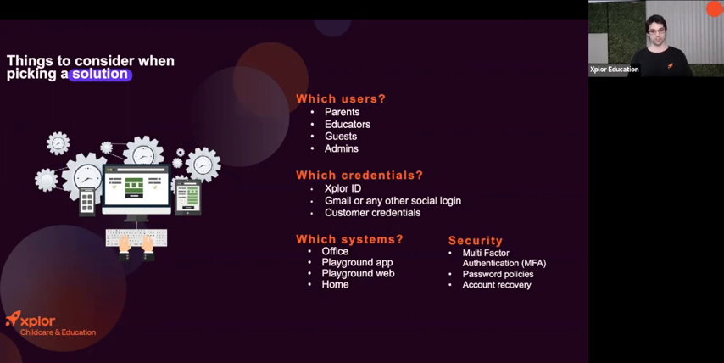We also have to think about which systems we're talking about here. We've got Office, Playground, Home, lots of different systems here at Xplor. We've got the apps and the website. And we need to make sure that whatever solution we come up with makes sense and works smoothly for all of those experiences. As you're probably familiar, logging into Playground Web today is a vastly different experience to logging into the Playground app. We need to take those differences into account, because what we really want to do is build one solution that works everywhere for everyone.